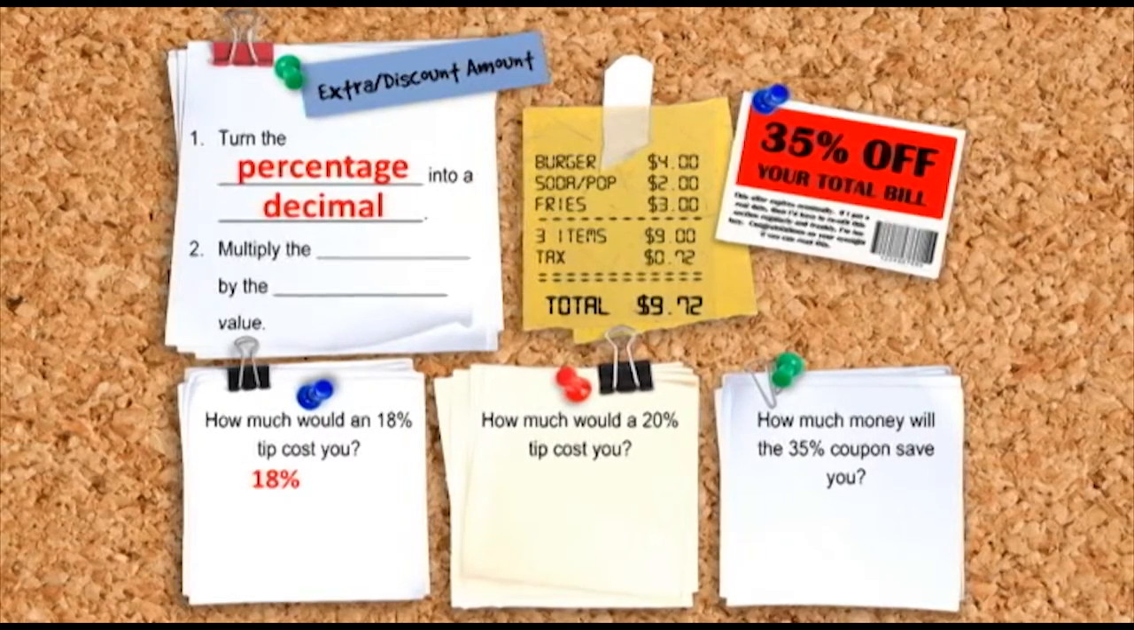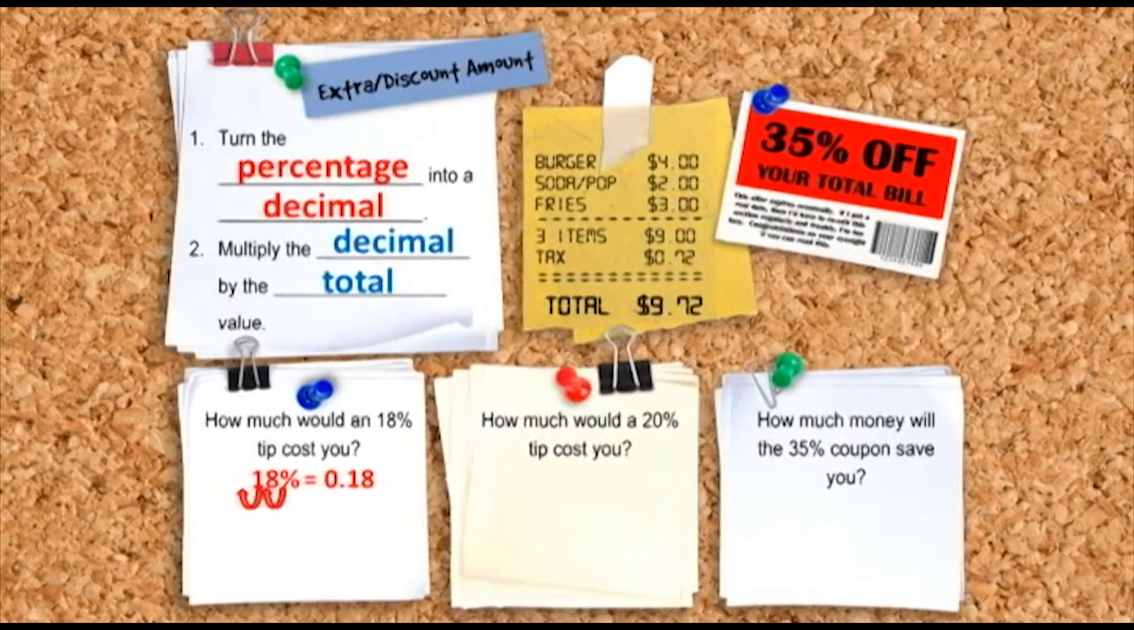So I'm going to take 18%. I'm going to move that decimal place over two places to the left. So it's going to give me 0.18. Next step, multiply the decimal by the total value. So we're going to use this restaurant receipt up here. We had a total cost of $9.72. I need to tip on the total amount, $9.72.